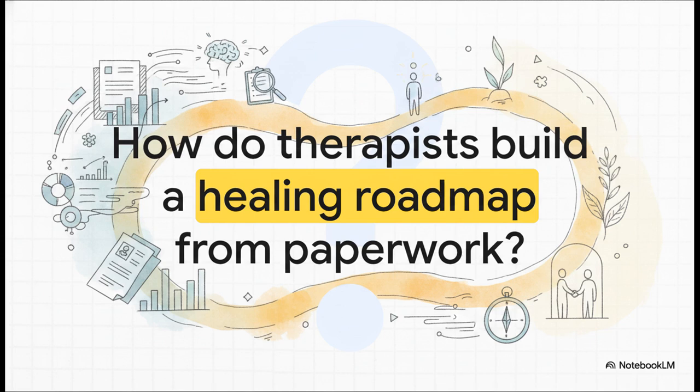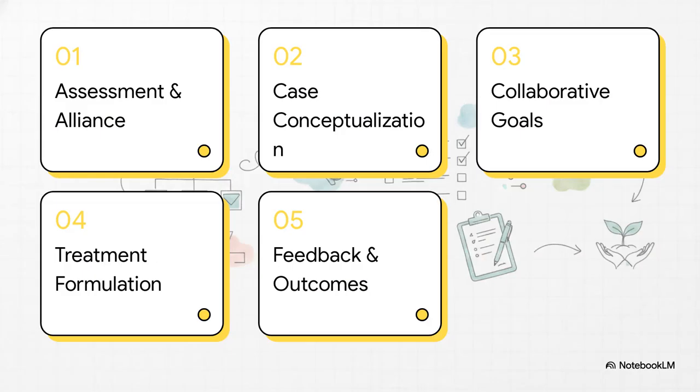Building that bridge from an initial assessment to an actual intervention is literally the core of clinical practice. It's not just about diagnosing what's wrong. It's about knowing exactly how to guide someone toward what is right. So, to understand this whole journey, we're going to follow a literal clinical timeline. We'll be looking at assessment and therapeutic alliance, the case conceptualization bridge, collaborative goal setting, formulating the treatment plan, and finally, feedback and outcome monitoring. Let's just dive right in.